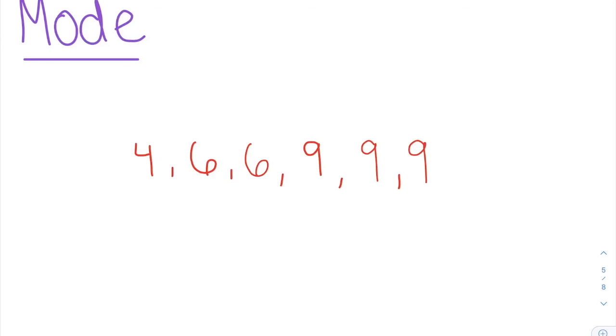We have 9. 9 repeats 3 times. Even though 6 does repeat itself, 9 repeats itself 3 times while 6 repeats itself twice. Because 9 repeats itself more frequently, we can say that 9 is the mode of this data set.